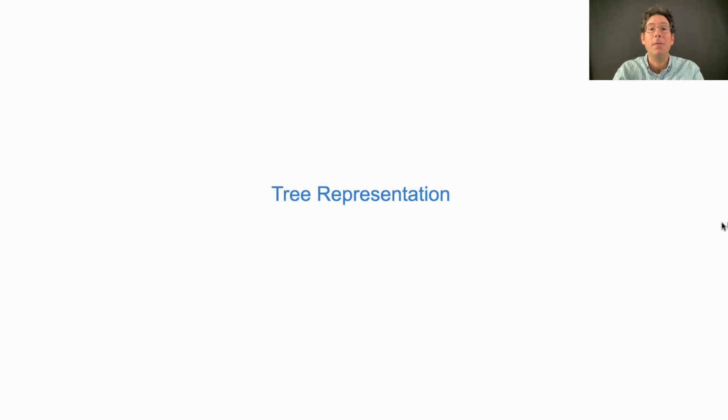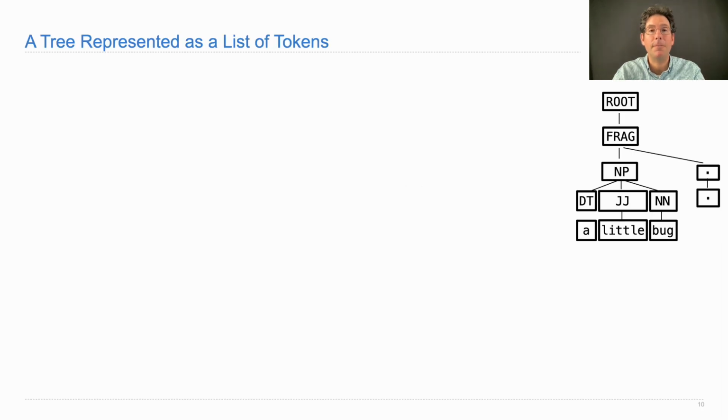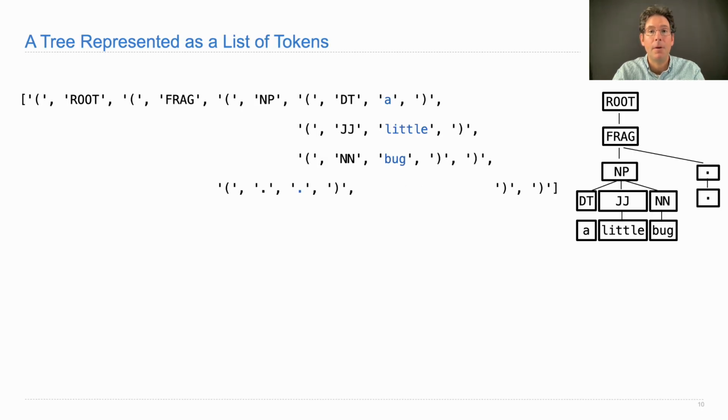Well, since we've been careful about using data abstraction to write everything in terms of the functions tree, label, and branches, we could actually just redefine those in order to use the data from the file directly as trees. So we're trying to represent a little bug. We've read in a list of tokens that looks like this. I've put it into multiple lines just so that we can see what's going on. But Python's representation is just one long list of open parenthesis root, open parenthesis frag, etc.